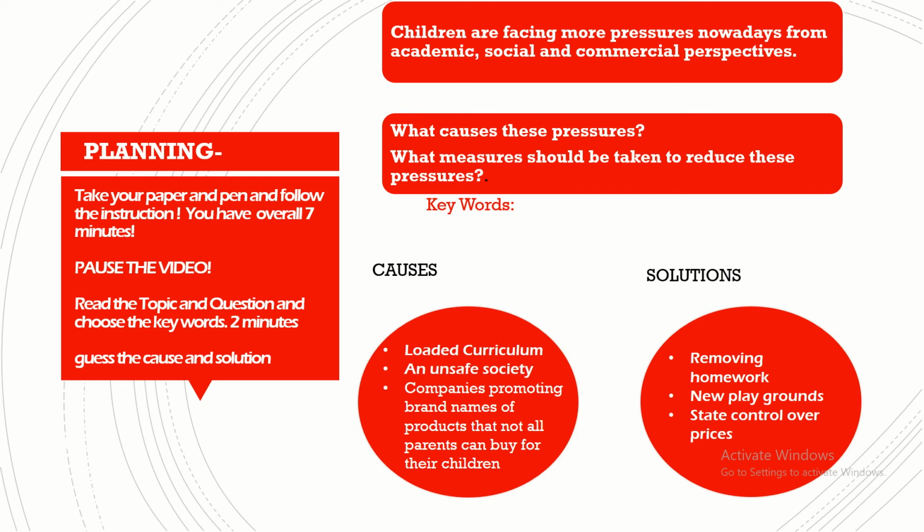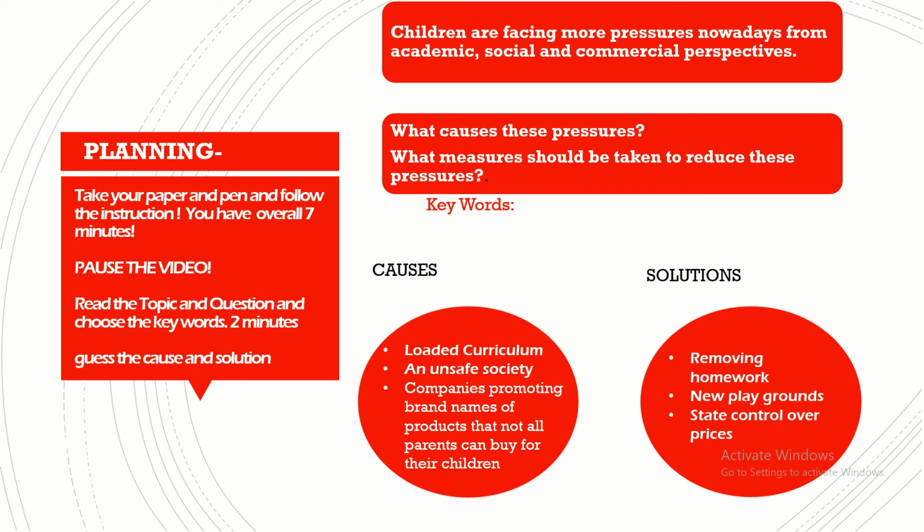And the second problem is unsafe society, and I'm suggesting here new playgrounds. It means the government should build new playgrounds, maybe parks or football or basketball courts for youngsters. And finally, the third problem is expensive child products. So here I'm going to talk about state control over prices, and in my opinion, it might be effective.